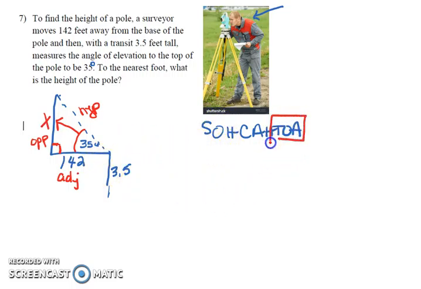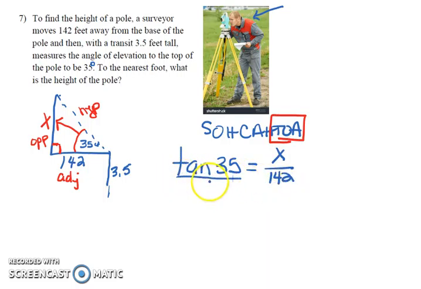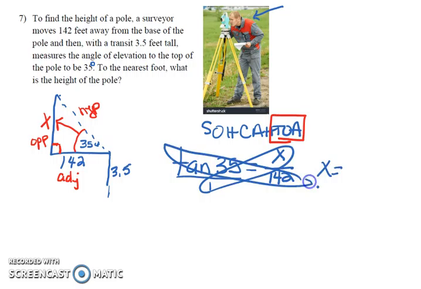So opposite and adjacent again. So we're going to use tan, okay? So I know it's going to be tan. The tangent of the angle, which is 35, is equal to the opposite, which was x, over adjacent, which was 142. Okay? I could put a 1 under here and cross multiply. And that gives me x is equal to 142 times tan of 35.